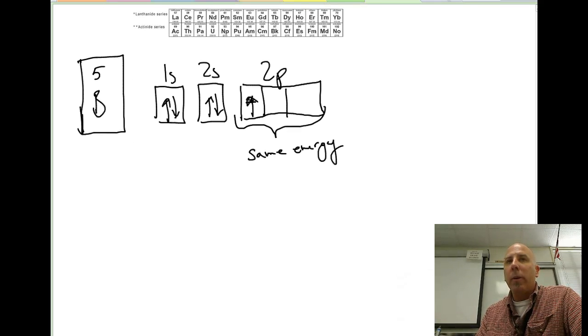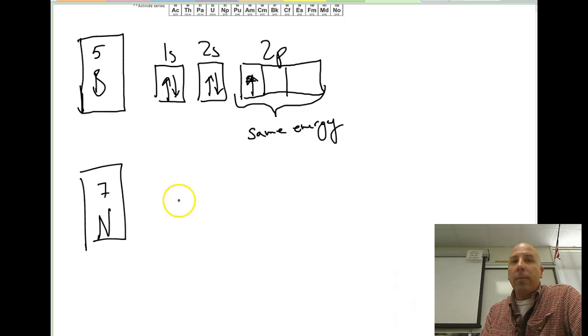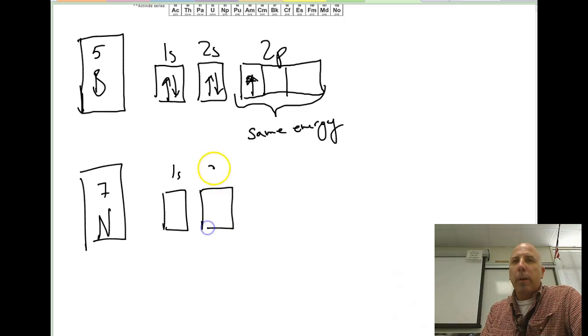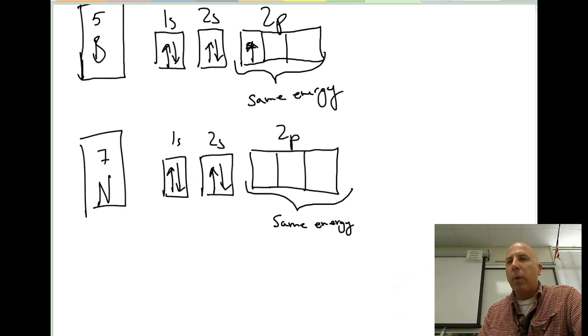Now I'm going to skip over to nitrogen. Okay, nitrogen has an atomic number of 7, and so once again, 1s, 2s, and a 2p. Okay, so we're starting off here, and we're going to put 1 electron, 2 electrons, 3 electrons, 4 electrons. Before we get into the p's, remember that I did tell you that these are all the same energy. Okay, we call them px, py, and pz, all the same energy.